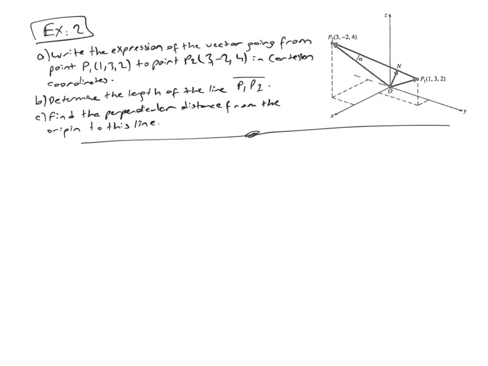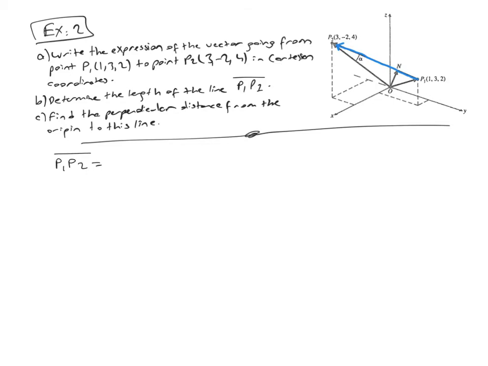Example 2. Let's go step by step. Write the expression of the vector going from point P1 to point P2 in Cartesian coordinates. In other words, we are asked to write the expression that belongs to this vector in Cartesian coordinates. Our starting point is P1 and our end point is P2, so we're asked to write the expression of this vector.